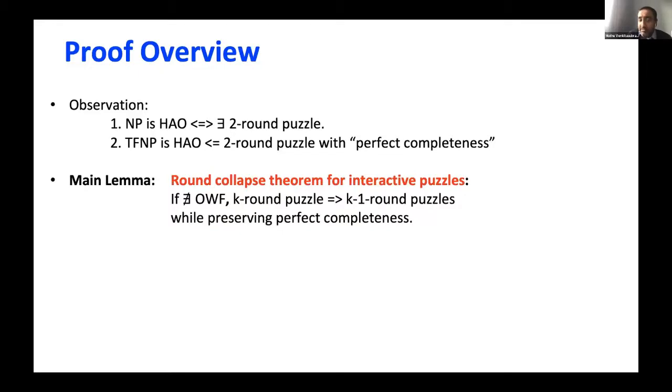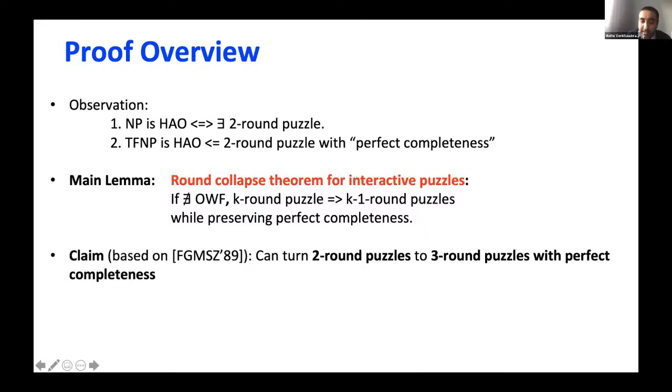And this reduction, we also show, preserves perfect completeness, meaning if we start with a perfectly complete puzzle, we get another perfectly complete puzzle. And we also extend another classical result from interactive proofs to interactive puzzles, which shows that if I start with a two-round puzzle that is imperfect, I can get a three-round puzzle that is perfect. We extend the ideas of the classical work of Furer et al.